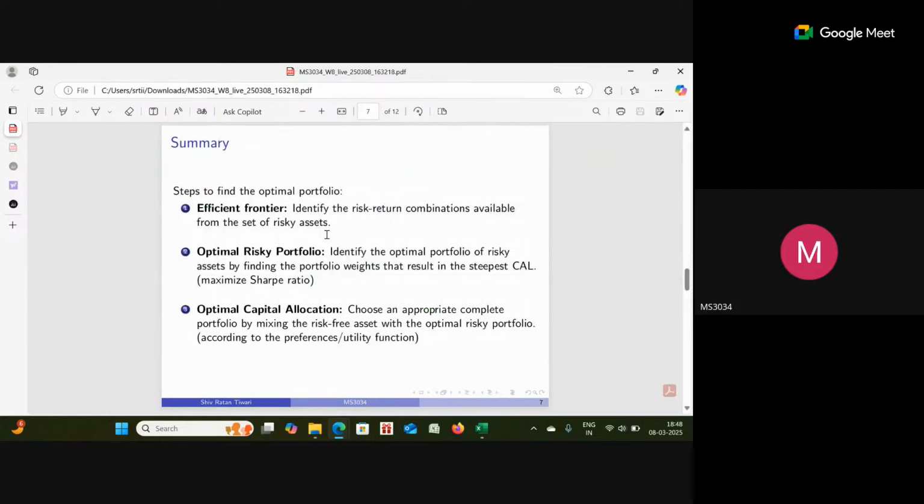If you have a look at this, first we define the efficient frontier, then we find the capital allocation line that is tangent to this efficient frontier. That means we are finding the optimal risky portfolio. Once we find the optimal risky portfolio, we have a fixed capital allocation line. Then we draw our indifference curves and find the optimal capital allocation, which is the one where this final capital allocation line is tangent to your indifference curve.